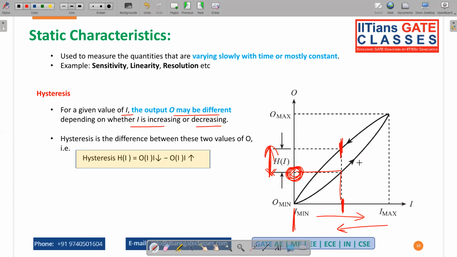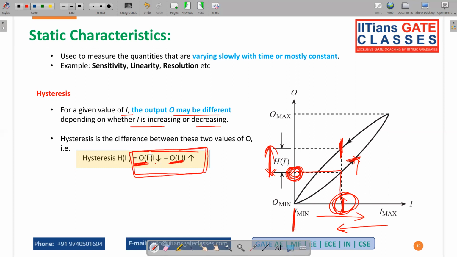and this difference we call hysteresis. From the arrow sign you can see that when the input is increasing, the output is one value. When the input is decreasing, the output is another value for the same value of the input, right? So output for a particular value of input when the input is decreasing, minus output for the same value of input when the input is increasing. This difference we call hysteresis.